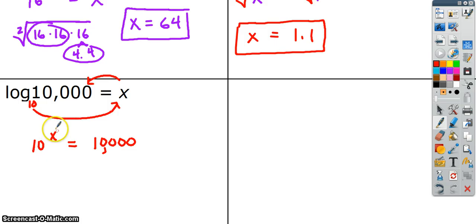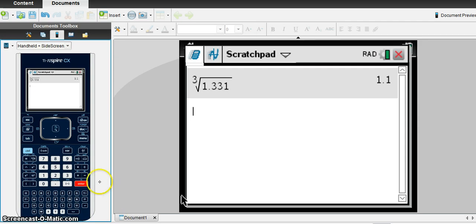10 to the power of whatever the number is, that's how many zeros are behind it. So 10 to the power of 2 is 100, 2 zeros. This one has 4 zeros, so this has to be 10 to the power of 4, x equals 4. You can always double check those in your calculator as well. 10 to the 4th power, there's your 10,000.